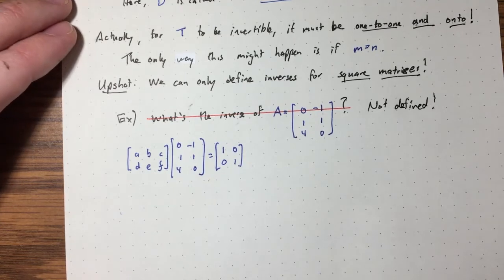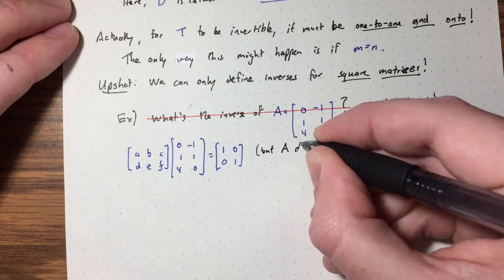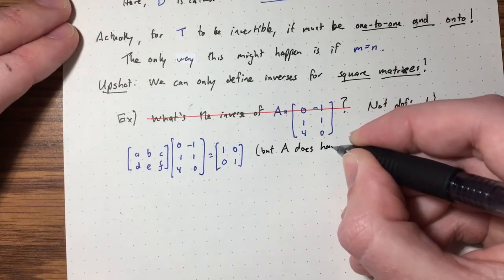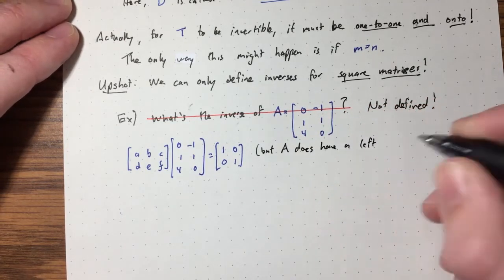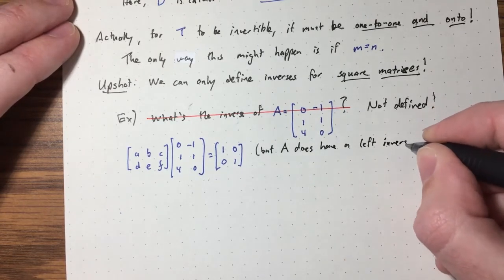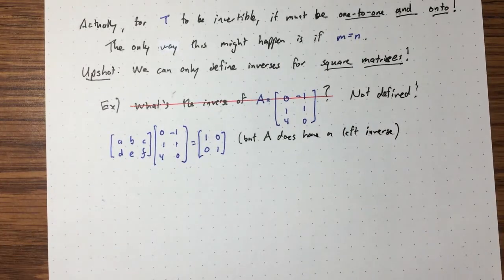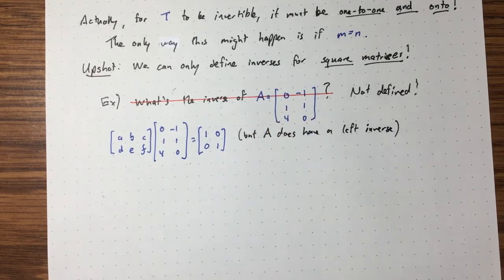So it's not defined, but this A does turn out to have a left inverse. But that's not good enough. Invertibility means we have to have a left inverse and a right inverse. So it's just a little aside. But yes, this matrix does not have an inverse. Okay, it's not invertible.